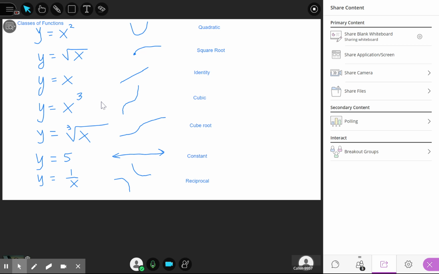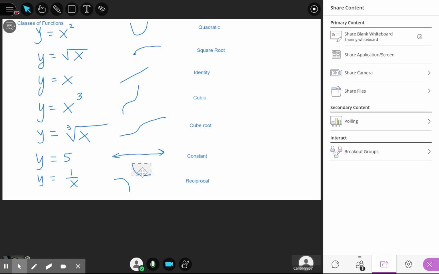And you can get from the cubic to the cube root by doing a 90-degree rotation and then reflecting across the x-axis. Then you have y equals some number, any constant. That's the constant function. It's a horizontal line. Y equals 1 over x is the reciprocal function, because we have the reciprocal of x as 1 over x.